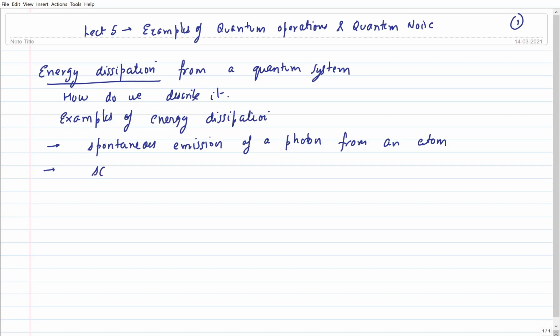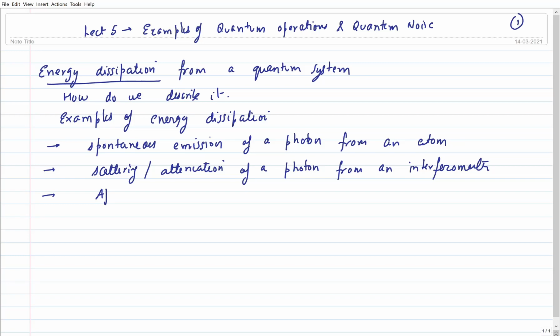It might also include scattering or attenuation of a photon from an interferometer, or for example, approach to equilibrium of a spin system in an environment.